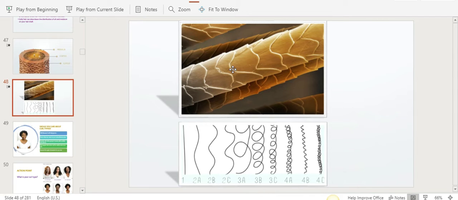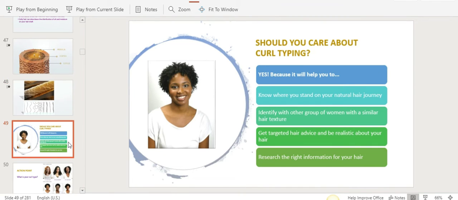So just remember that with curly hair, the reason why our hair always feels dry is because the cuticles aren't arranged as perfectly as they normally will be with straight hair, or with even curly hair, or with wavy hair. Because as you can see, there's so much going on for type 4A, 4B, and 4C hair, right? Okay. So now, to wrap up this lesson, should you care about hair typing?